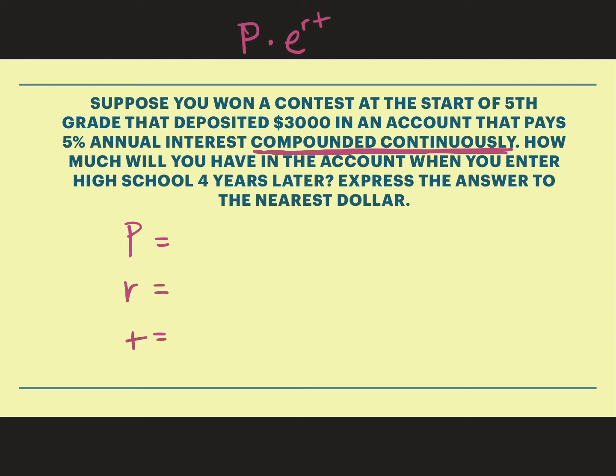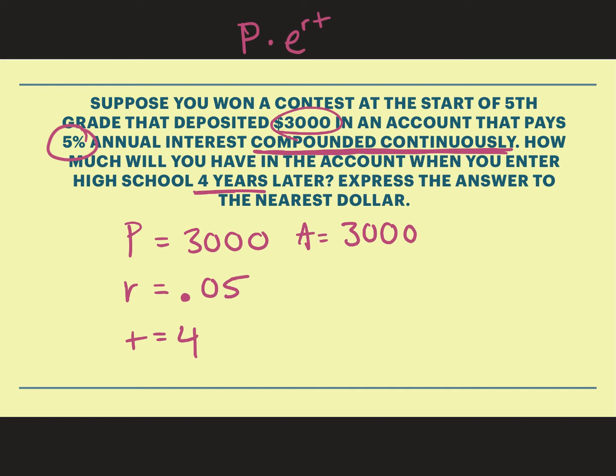So what is our starting amount? $3,000. What is our rate? 5%, but the decimal version, which would be 0.05. Awesome. And then what's our time? 4 years. So we plug everything in. We have 3,000 times E to the power of R, so 0.05 times T.